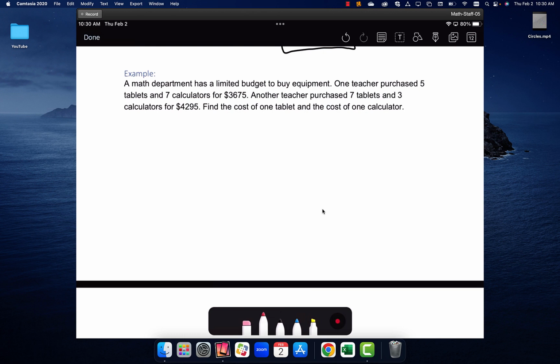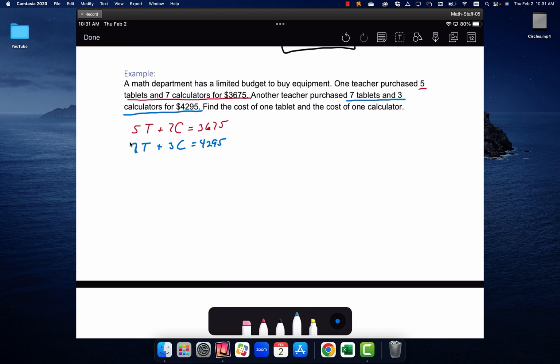So the first thing we need to do is actually create the equations. The first thing we know is 5 tablets and 7 calculators is $36.75. So 5 tablets plus 7 calculators is equal to $36.75. We also know that 7 tablets and 3 calculators total to be $42.95. And that's our system. This is our system of equations. We have options here. We could try to graph this, we can use substitution, or we can use elimination. Again, my preferred method, if we have to do it by hand, is using elimination. I think it's a little bit more efficient.